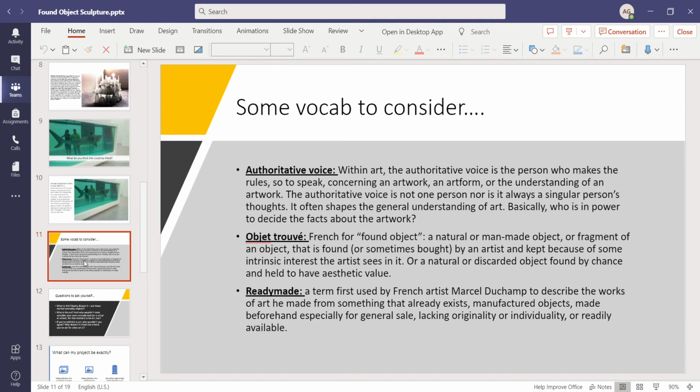The example would be the Duchamp fountain, where really he didn't change much to that urinal other than adding his fake name, but he had his own authoritative voice, so he got to say and decide that it was art.